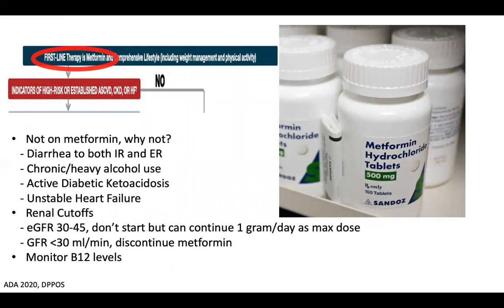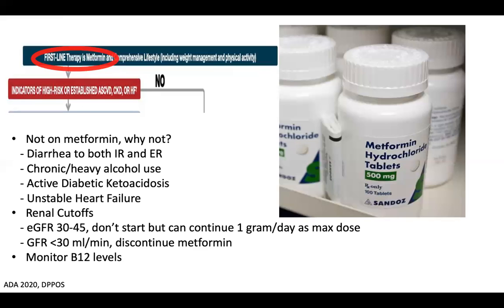Metformin is our foundation medicine and the first building block in our treatment algorithm. If your patient is not on metformin, you should investigate the reason. Some of the reasons why your patient may not be on metformin are diarrhea, which is usually less with the extended release formulations. A second reason might be chronic or heavy alcohol use. But know that there are no specific guidelines as to how many drinks a day can increase your patient's risk of diabetic ketoacidosis.